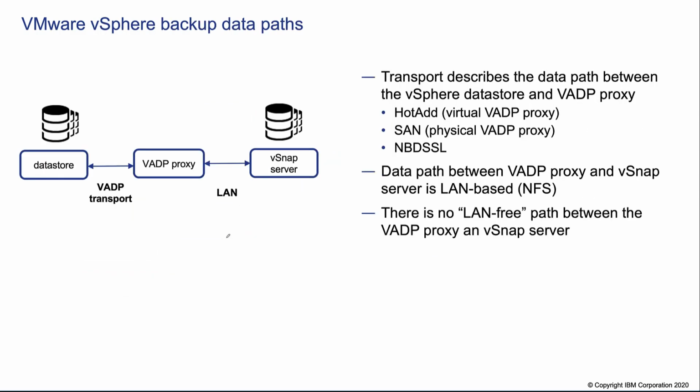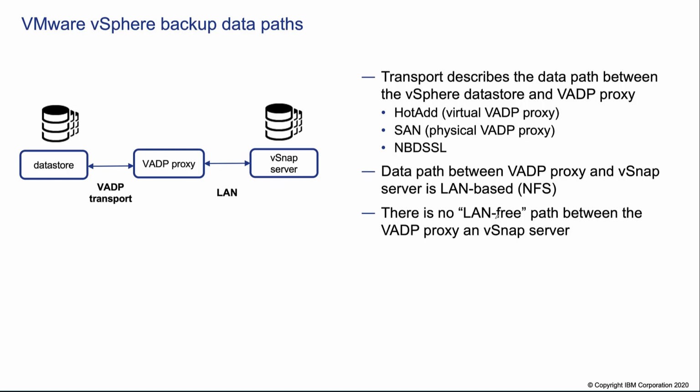Let's look at the data paths now and where the VADP proxy fits in. Again, I told you the VADP proxy's job is to marshal the data flow between the data store and the vSnap server. There are two parts to that path. There's the transport, which deals with how the VADP proxy talks to the data store. That's hot add, SAN, network-based NBD SSL, for example. And then you have a path between the VADP proxy and the vSnap server, which is LAN-based.